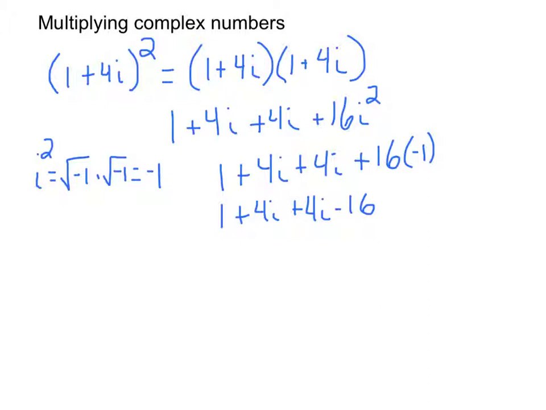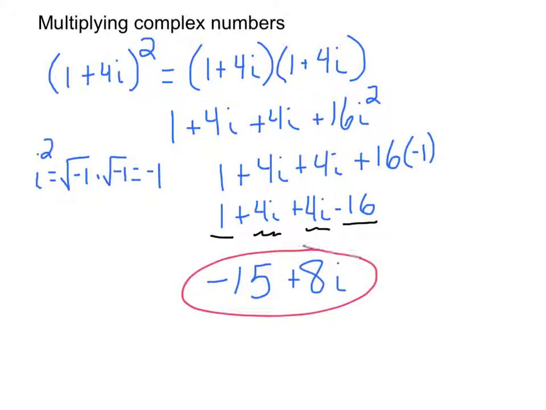Alright, now I have to go through here and I have to combine like terms. Well, I see that my 1 and my negative 16 are like terms. I'll combine those two. 4i and 4i are like terms. I'll combine those two. Alright, so now I'll rewrite it. 1 minus 16 would give me negative 15. And then 4i + 4i would give me 8i. Negative 15 + 8i is my answer.